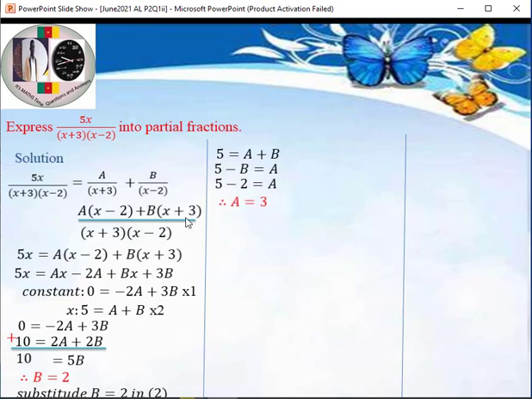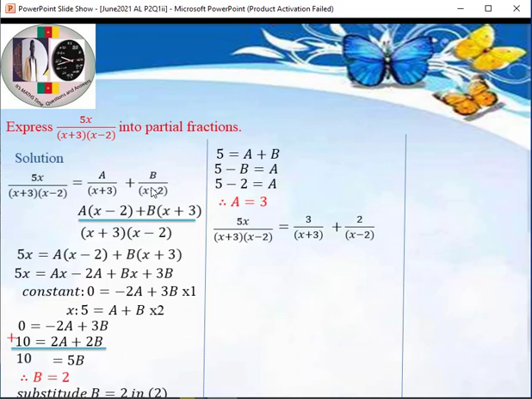So we have gotten the value of a and b. So for the partial fraction that we need, we go into the partial fractions that we have and replace the values of a and b with 3 and 2 respectively. So we are going to have that the partial fraction 5x divided by x plus 3 and x minus 2 will be equal to 3 over x plus 3 plus 2 over x minus 2. So that's how we handle those types of situations.